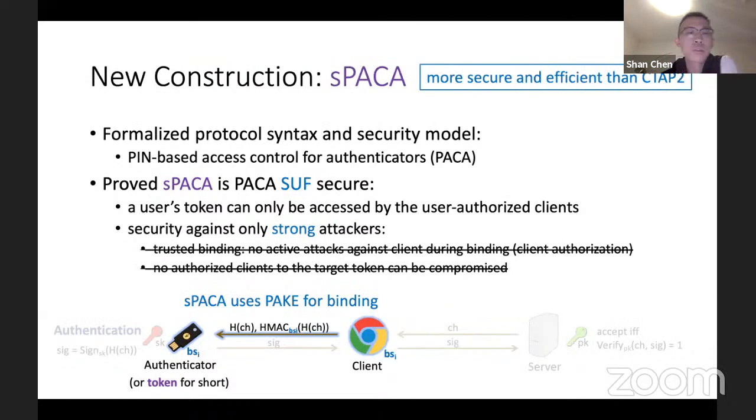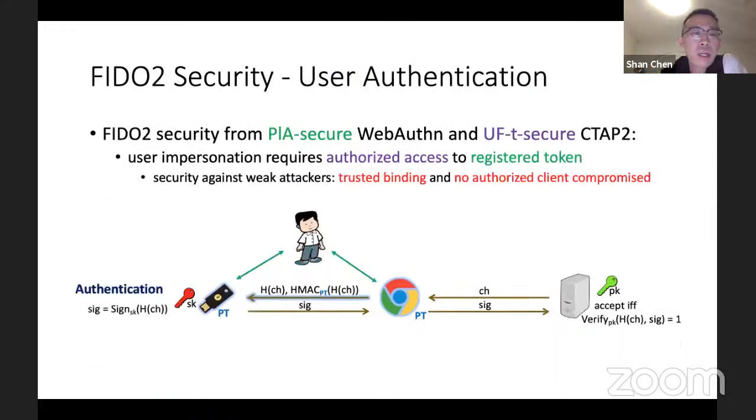So to achieve strong security, we propose the S-PACAL protocol. With this protocol, we basically use password authenticated key exchange for the binding phase, and we can get rid of the restrictions. And it turns out our protocol is actually more efficient than the current CTAP2 protocol. So that's very good. And altogether, we have this FIDO2 security from its components in a modular way.